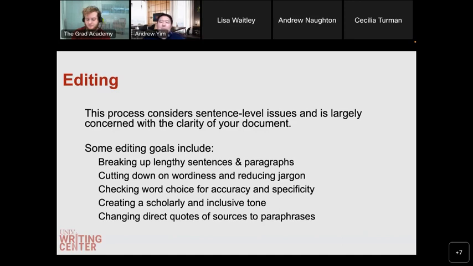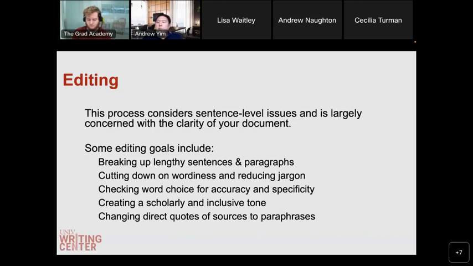So sometimes I say, just break it up, use a period, use a semicolon. Number two is also thinking about cutting down on wordiness and reducing jargon. A lot of times people like myself can be very wordy, right? You can write a very long sentence and think, oh, it makes sense. But once someone else looks at it, you might have to take out some words or phrases to cut it down.